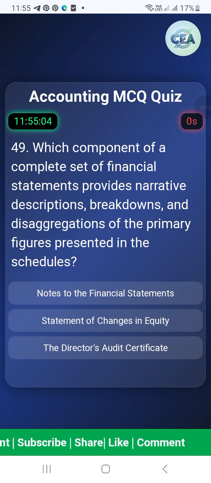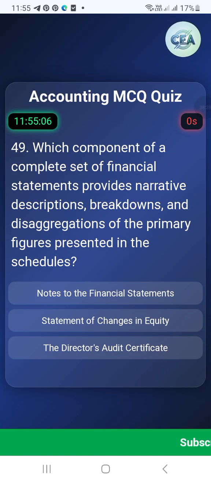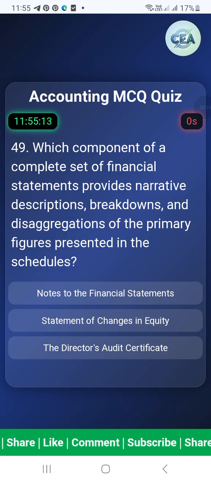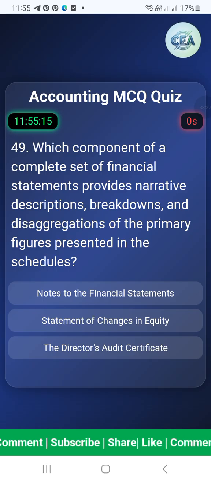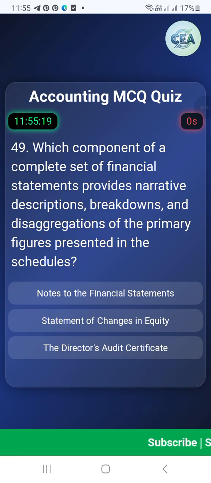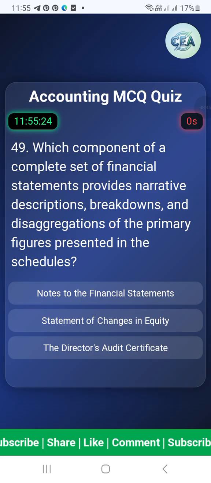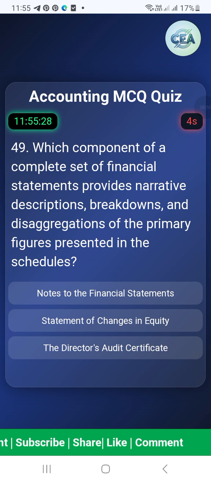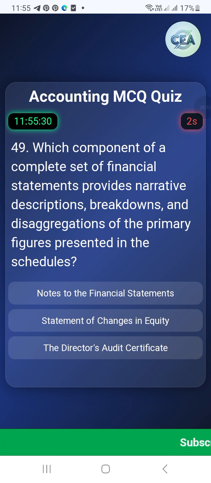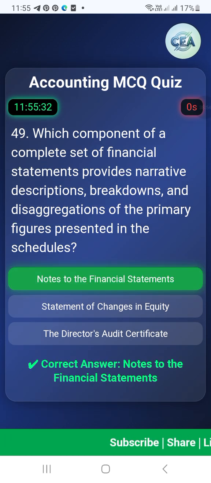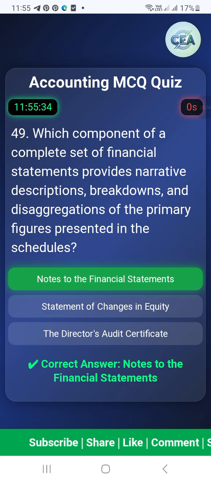49. Which component of a complete set of financial statements provides narrative descriptions, breakdowns, and disaggregations of the primary figures presented in the schedules? Option 1. Notes to the financial statements. Option 2. Statement of changes in equity. Option 3. The Director's Audit Certificate. Correct answer is notes to the financial statements.